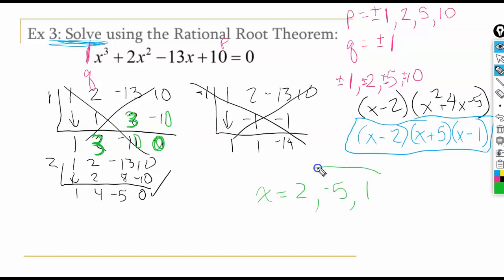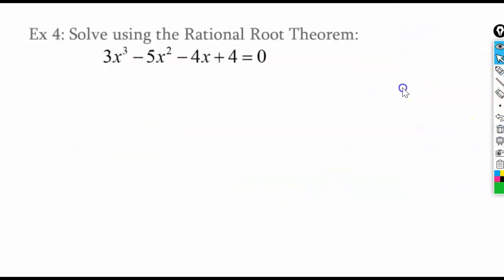So that gives us all of the solutions for this one. We were able to factor it. We just had to find one of the rational roots so that we could divide it out and factor whatever was left over. So let's try one more.